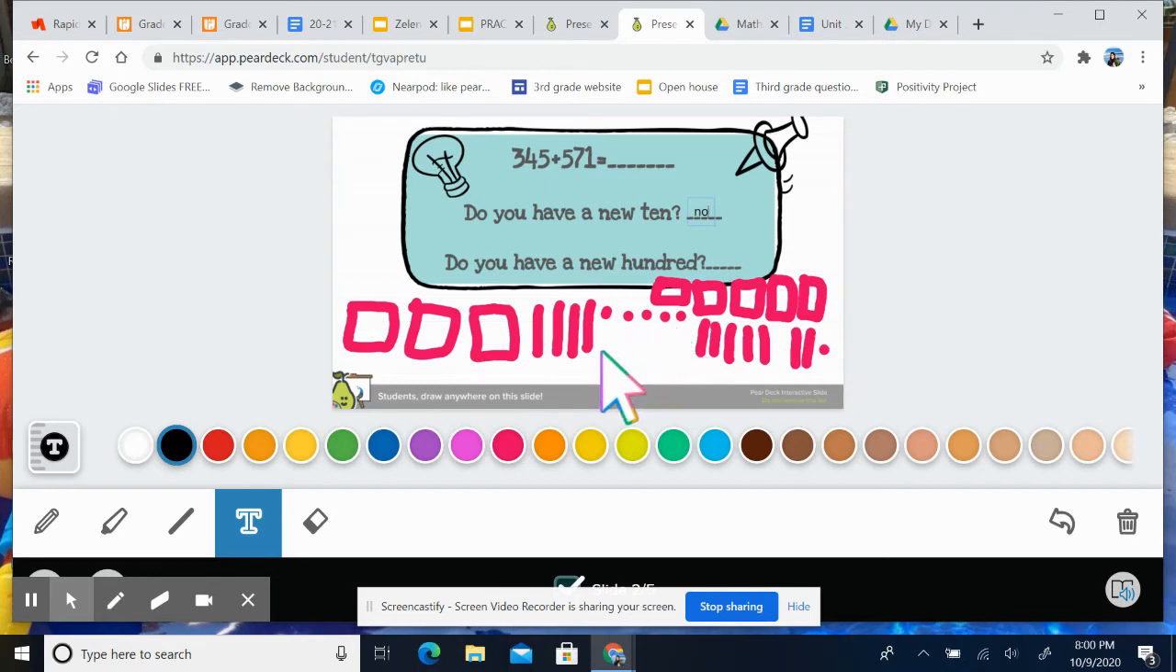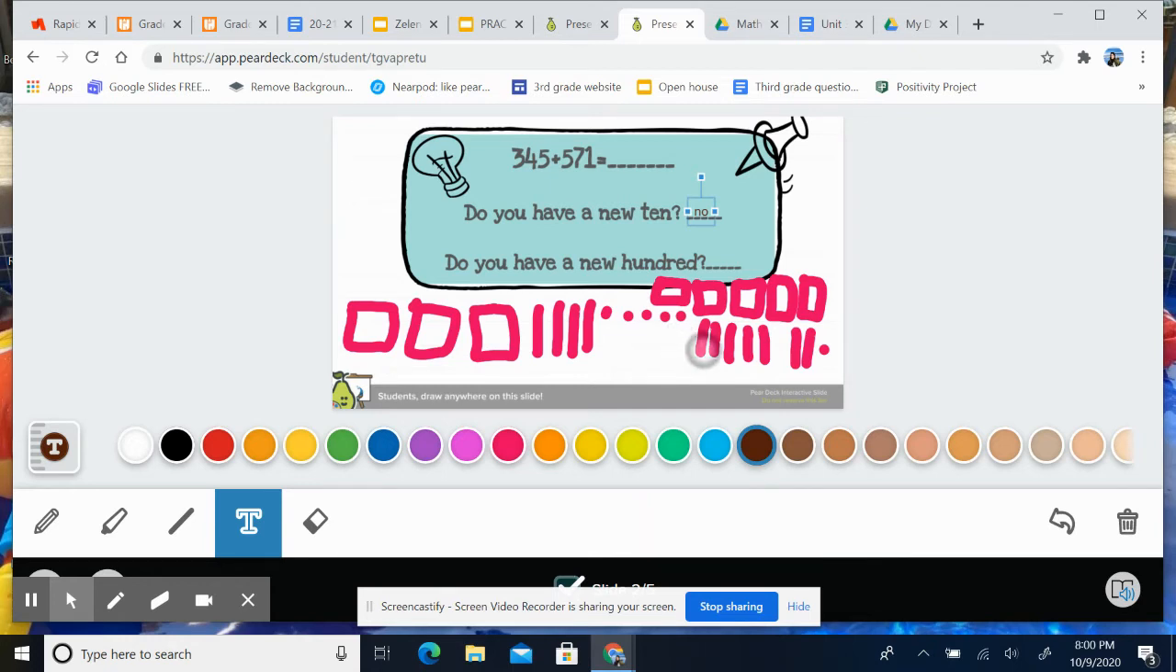Do I have enough 10s to make a new 100? Well, I have 7 here, 8, 9, 10, 11, or 70, 80, 90, 100, 110. So yes, I have 100 plus an extra 10 stick. So I'm going to cross out 10 10 sticks and make my new 100 right away.